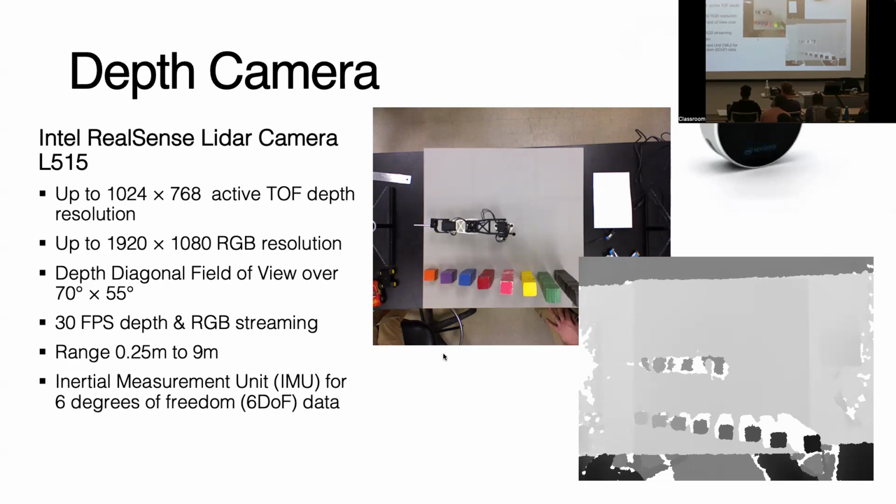This image is actually from a Microsoft Kinect version 1.0. Not the one we're using, but it works very similarly, and it produces very similar results in terms of producing an RGB image and a depth image. The sensor we're using is a RealSense LiDAR camera, the L515. Unfortunately Intel discontinued it, but it is quite nice.